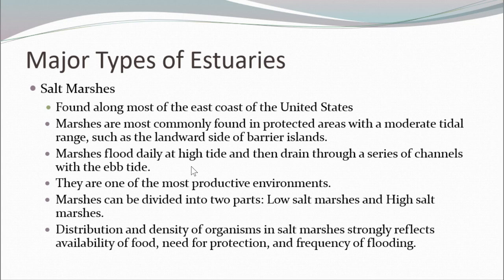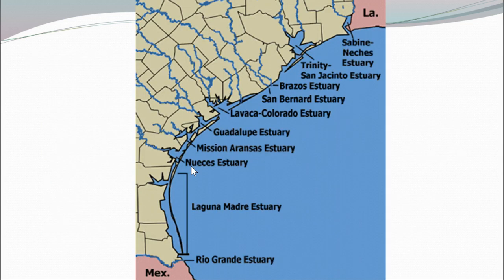The marshes will flood at high tide, and then they'll kind of drain out as the tide goes out, and they are one of the most productive environments, really of all. I mean, hugely productive. Wetlands are hugely productive. The marshes can actually be divided into two parts, the low salt marshes and the high salt marshes. You don't really need to know that, but that goes to, are we fresh more or are we salt more often? And then you've got a lot of change, right? A lot of change just throughout the day.